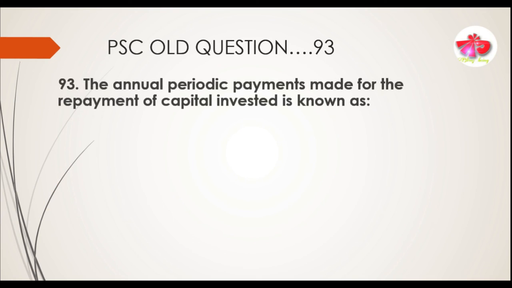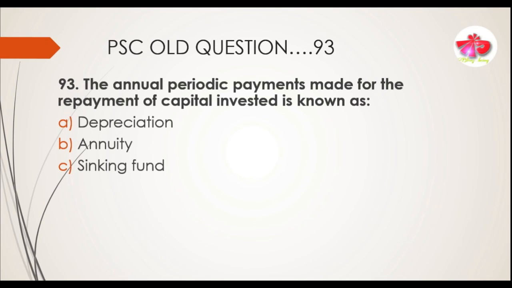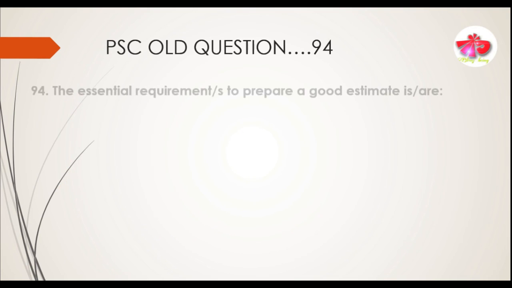Question number 93. The annual periodic payments made for the repayment of the capital investment is known as. So let us repeat this question once again. The annual periodic payments made for the repayment of the capital invested is known as: option A, depreciation; option B, annuity; option C, sinking fund; and option D, book value. So friends, the annual periodic payment that is made for the repayment of the capital invested is known as annuity, that is option B.